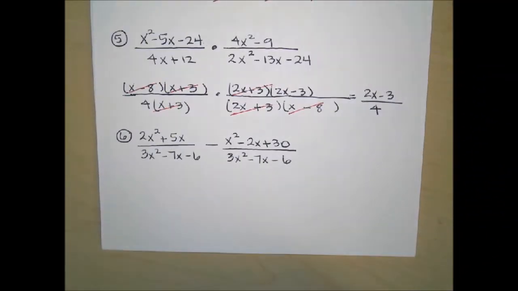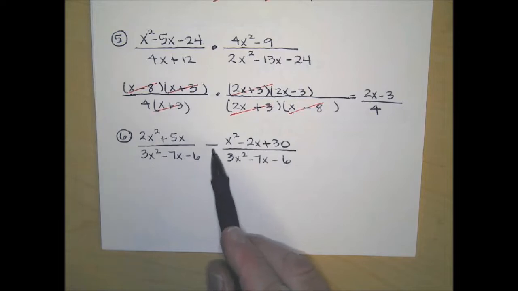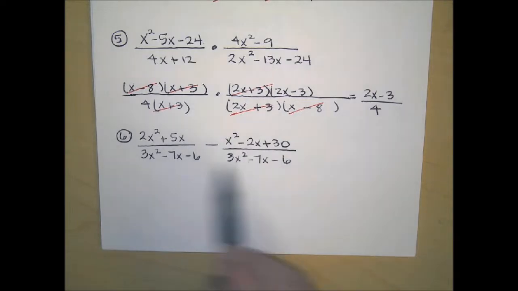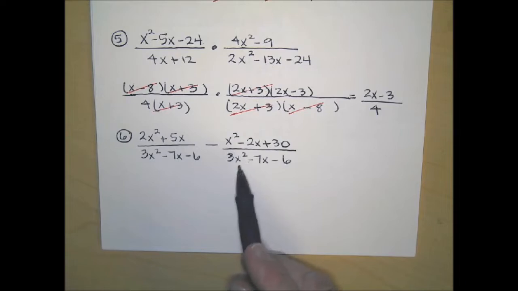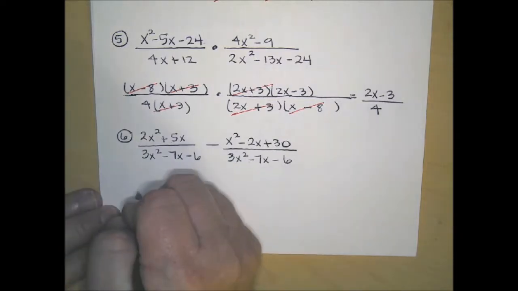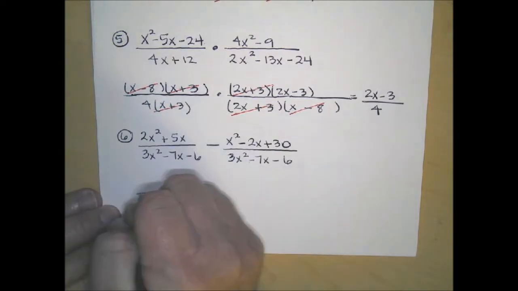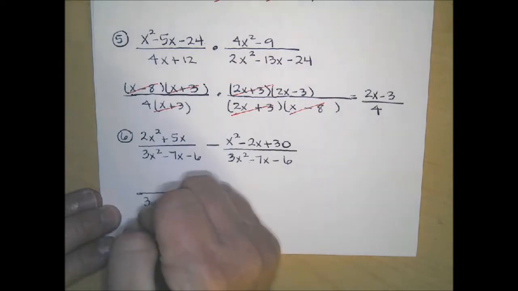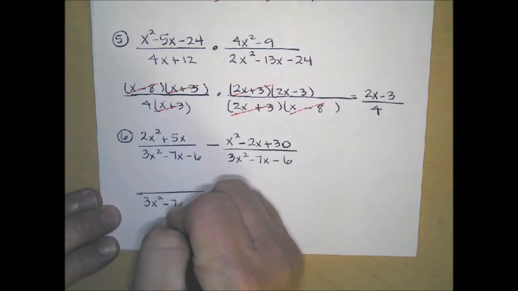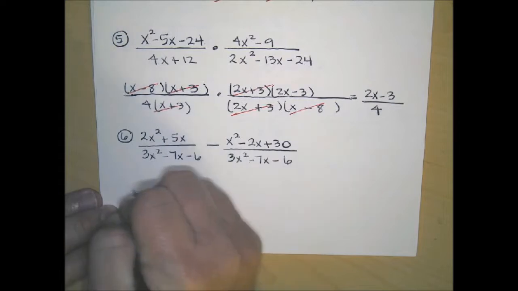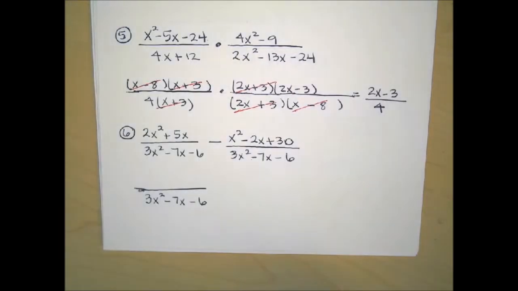In one way, problem 6 could be thought of as being a little bit tougher than 4 and 5 because, in fact, it is a subtraction problem. And when you subtract fractions, you need common denominators. But look what they presented us with. They presented us with common denominators in the first place. So I don't have to get common denominators. I already know that the denominator of my answer is going to be 3x squared minus 7x minus 6. The big question is, what's going to be the numerator?